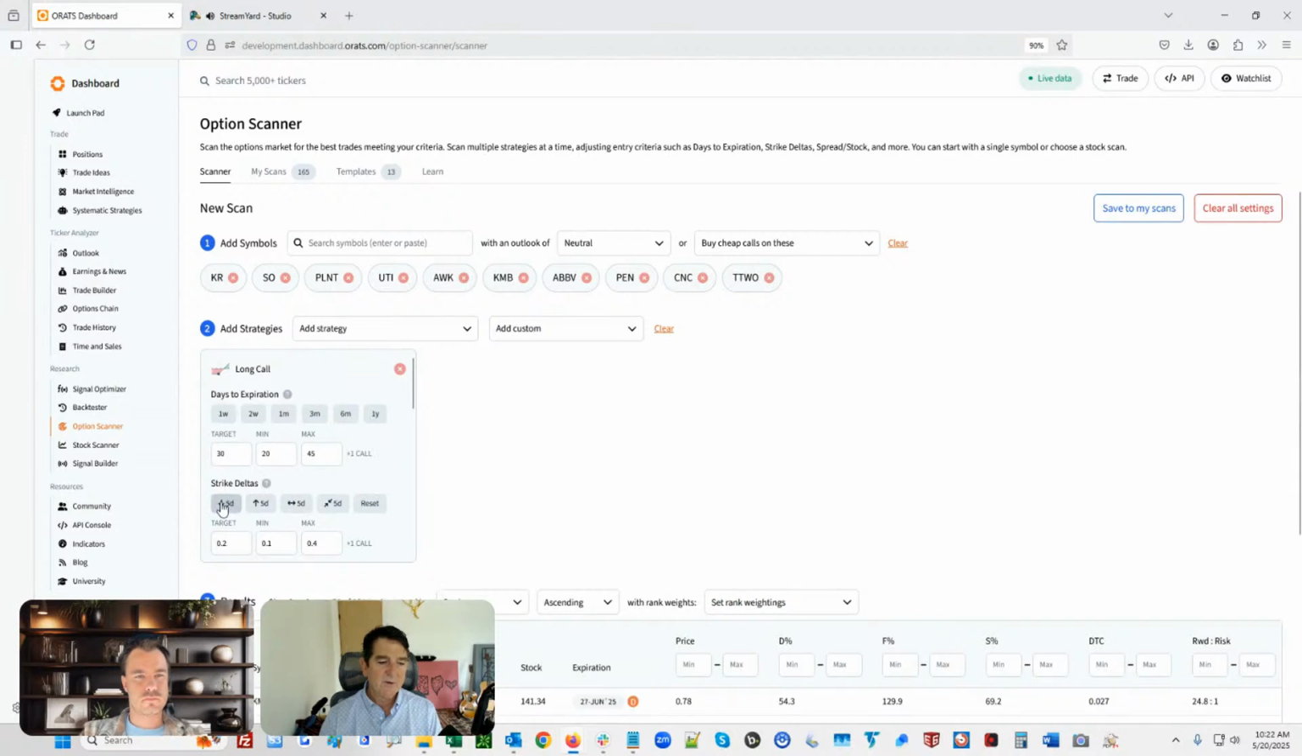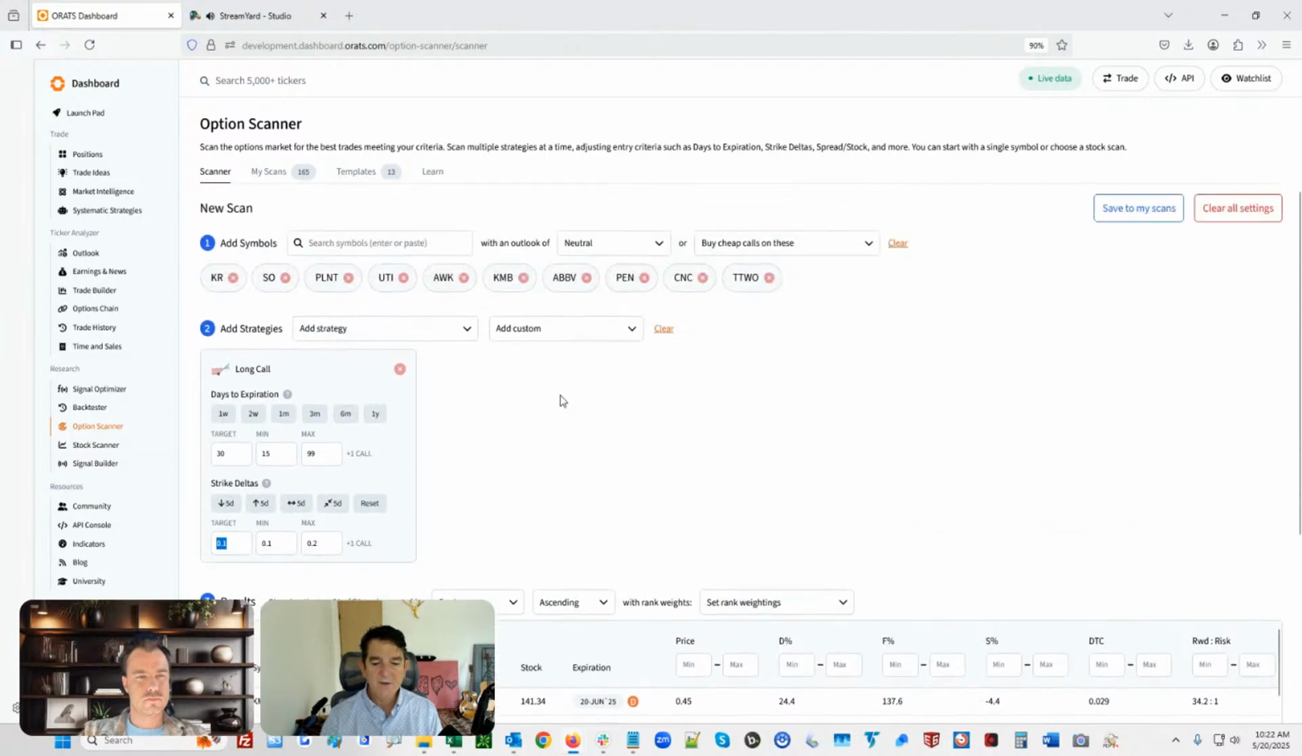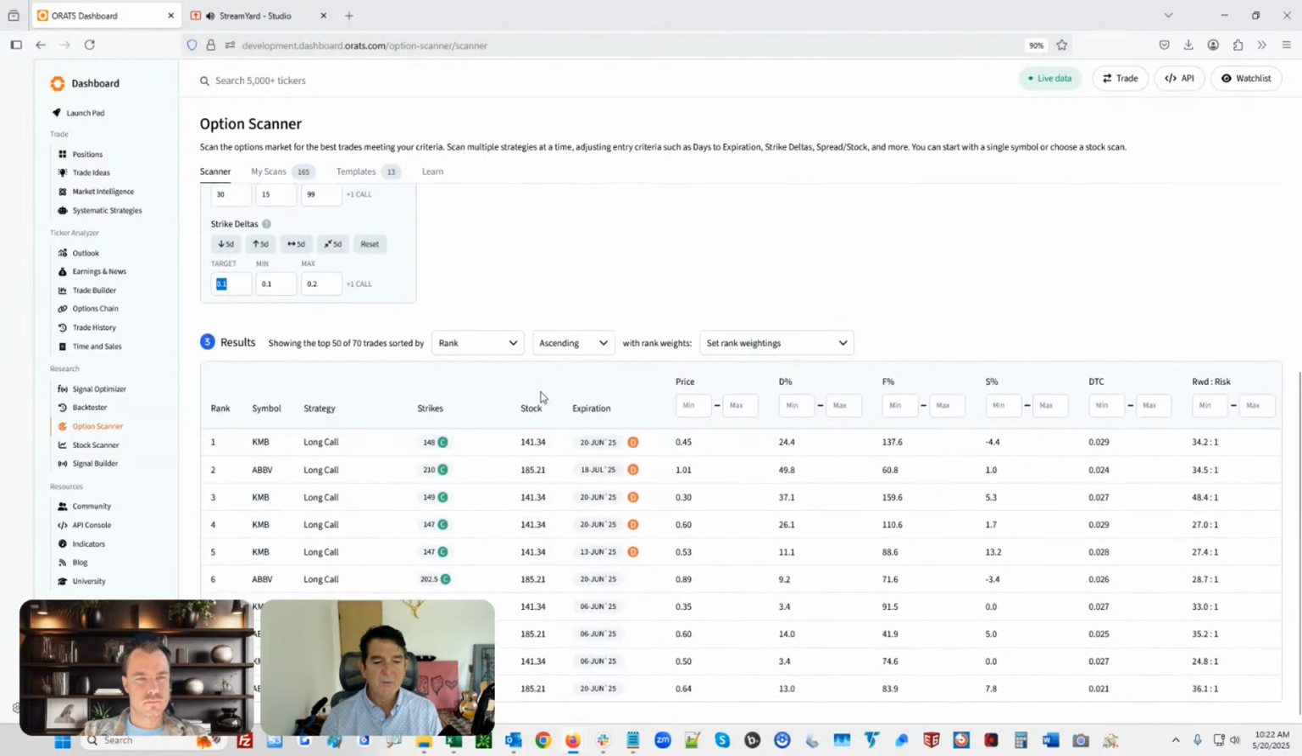We'll buy cheap calls, so we'll buy with a delta that's lower. Tighten it up and lower it again. So these would be pretty far out of the money, and I could widen this out to like 15 to 99 and get some pretty good stocks. So let's start looking at these.